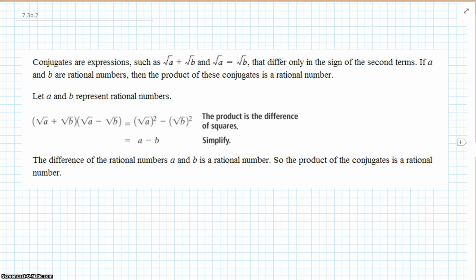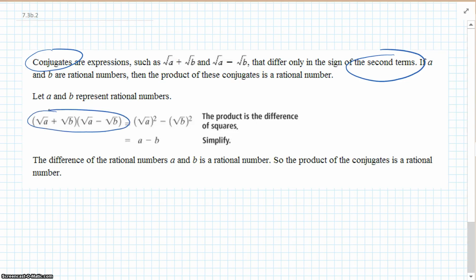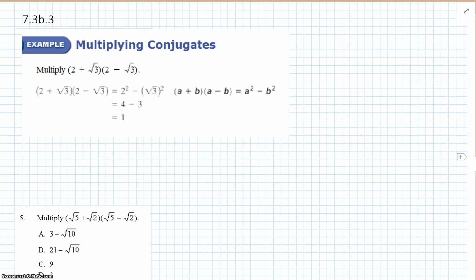Next example. Conjugates, such as square root of a plus square root of b, and square root of a minus square root of b, differ in only the sign of the second terms. We've learned about conjugates before. If a and b are rational numbers, then the product of these conjugates is a rational number. So, if I get square root of a plus square root of b, and I multiply it by square root of a minus square root of b, I'm going to get a minus b. So here's what we need to know. The products of conjugates are rational. So, let's multiply conjugates.